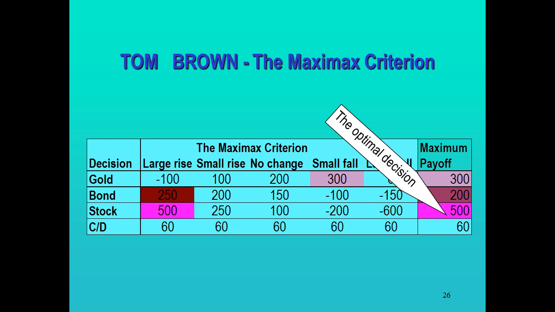Now the last one is kind of a middle of the road criteria. It's saying, hey, you know what? I don't know what is going to happen. So each is equally likely to happen. So for every decision, I'm going to add up the possible payoffs, and then take the one with the highest total.